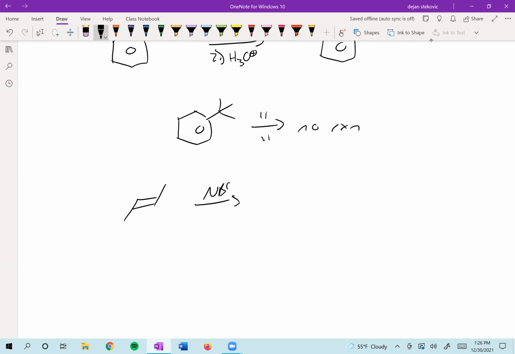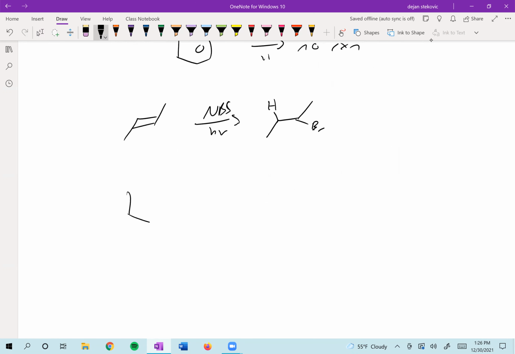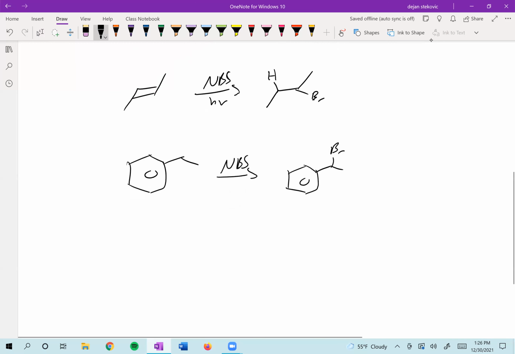If you add some NBS and some UV light, you can brominate your alkene. We can do a similar thing with our benzene rings, right? If we add some NBS here, we will brominate, but we will only brominate the benzylic position, right? So only right next to the benzene ring.